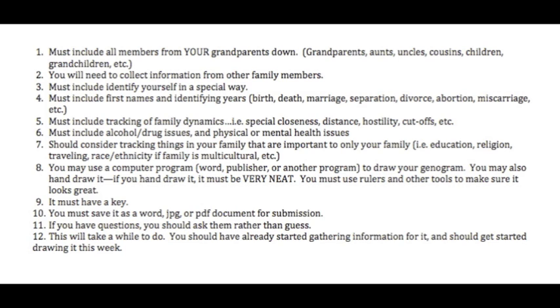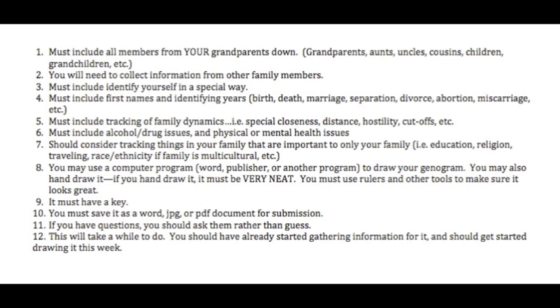First and foremost, it must include all of your family members from your grandparents down. So it will include your grandparents, aunts, uncles, cousins, children, grandchildren, etc. You will need to collect information from other family members. The odds that you will have all of this information are very low, but you can identify a couple of family members who it's okay to ask questions to and who will answer these questions to try and gain as much information as you possibly can in order to fill this out.